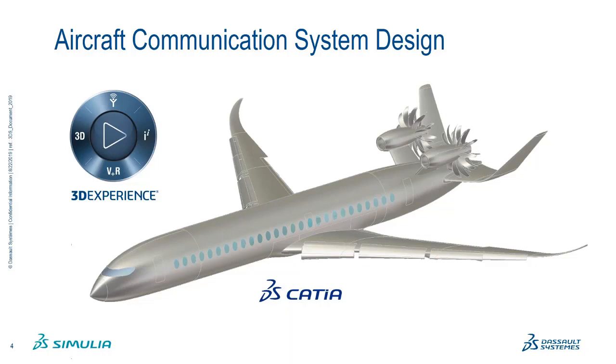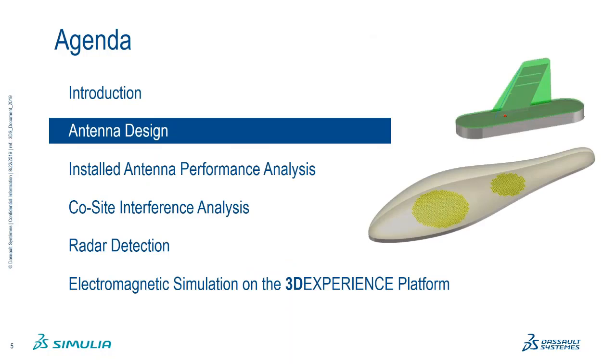Dassault Systems has developed a CATIA model of an open rotor concept aircraft, and we will use this model to demonstrate communication system design. One of the key components of a communication system is the antennas, and it's important to evaluate how antennas perform when they are installed on the aircraft. However, antenna models are not always easily accessible, so this can be a roadblock for simulation. Fortunately, SIMULIA provides a powerful suite of tools for antenna design. So let's move on to this topic of antenna design and explore the possibilities.